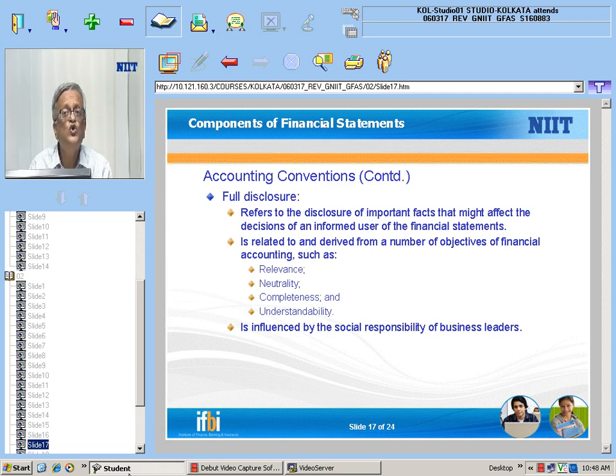So it has become the social responsibility. So the business leaders, that means the various owners of various companies, want to present the fair, true picture about the affairs of the company. Hence, full disclosure is very essential.